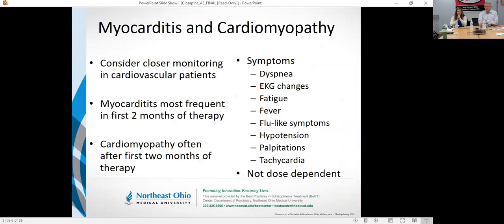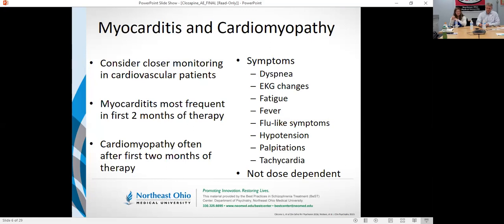The incidence of myocarditis and cardiomyopathy tends to be relatively low, less than 5%. The myocarditis is most frequent within the first 2 months of therapy, with up to 85% of reports within that first 8 weeks. Following the first 8 weeks of therapy, cardiomyopathy is more frequent, but either of them could happen at any point in treatment with clozapine.